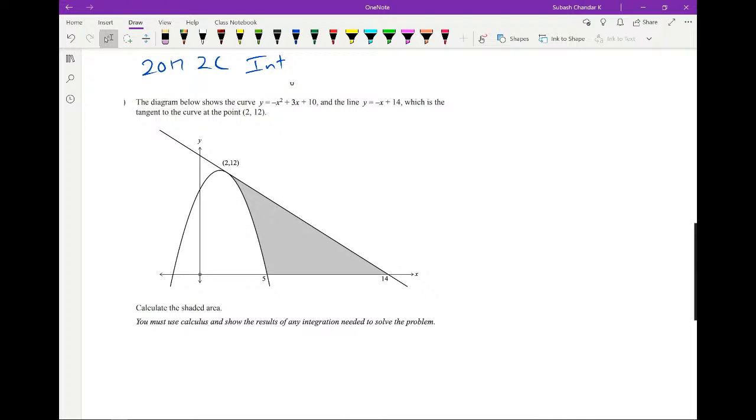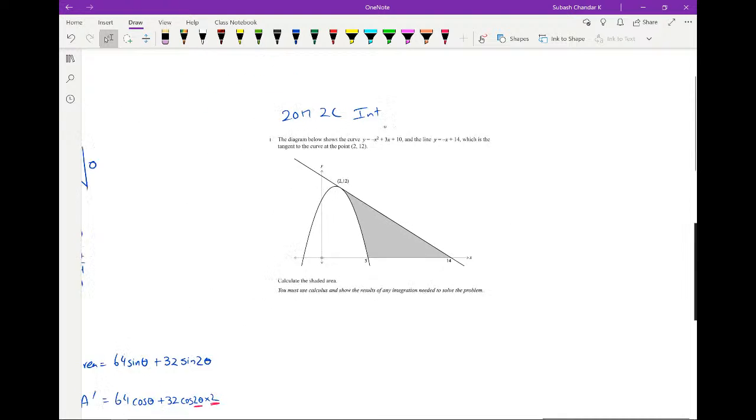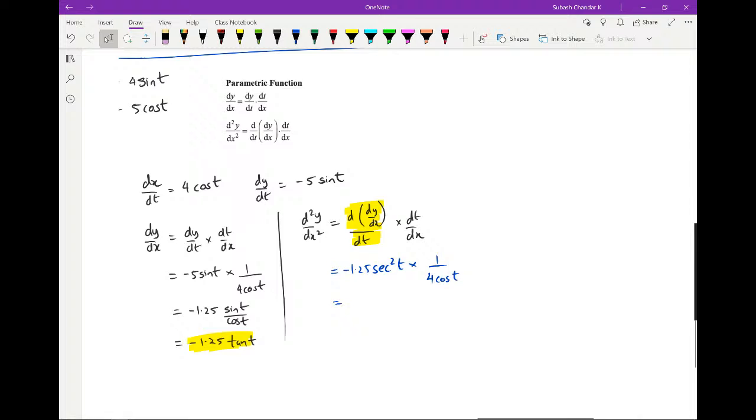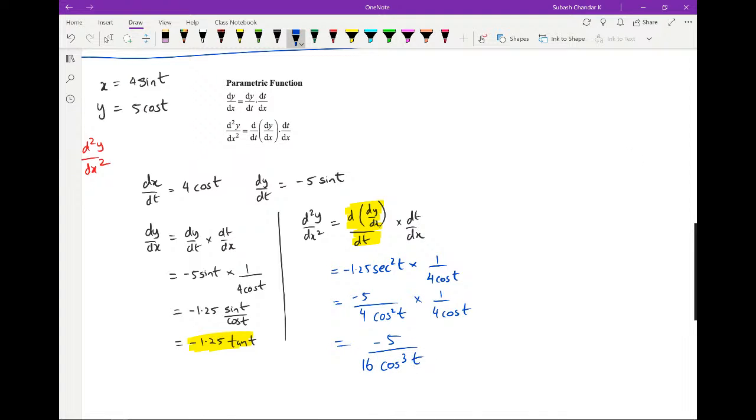Yep, that's exactly what we got, Edran. -5. Just to show you how they got that. Sorry guys, I'm just going to go back to this quickly. Basically, -1.25 is -5/4, and then sec squared t could be written as 1 over cos squared t, and then it's multiplied by 1/(4 cos t). So we're going to get -5/16 cos cubed t. But you can actually leave your answer like that, Edran, so it's fine.